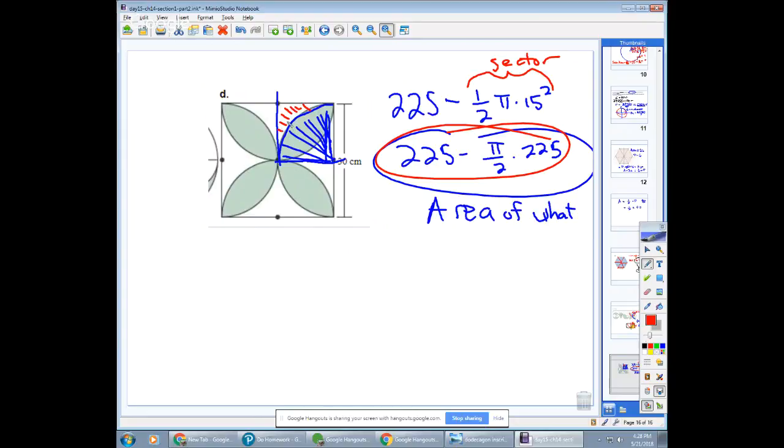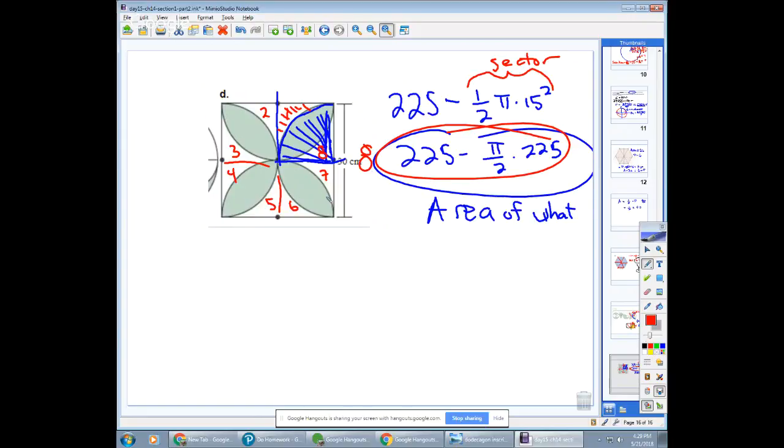How many of those white spaces are there around here? There's 1, 2, 3, 4, 5, 6, 7, 8 of them. So if I take that times 8, and take 8 of these away from the whole square, that should leave me the shaded part. That's one way to do it.